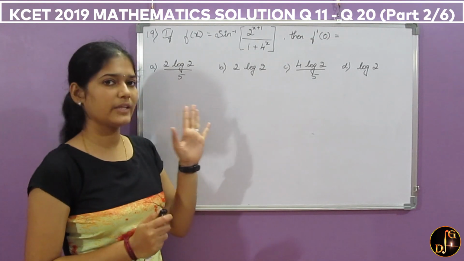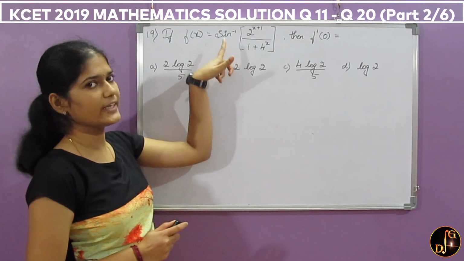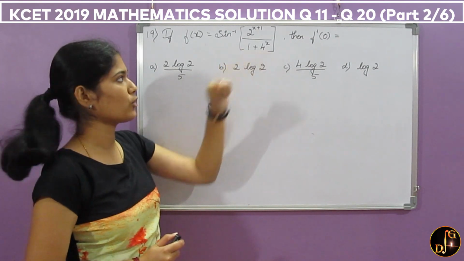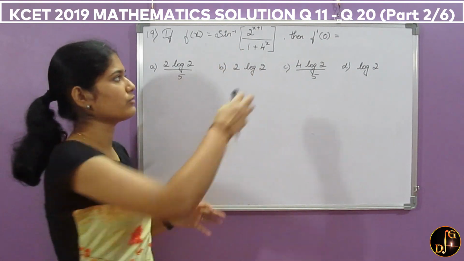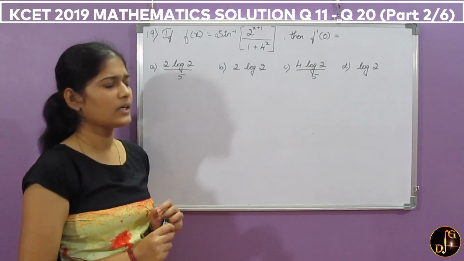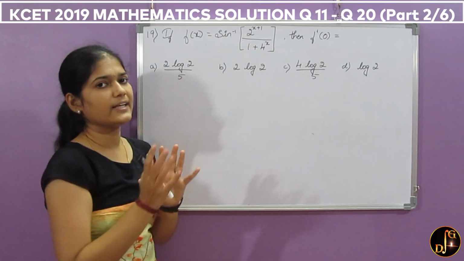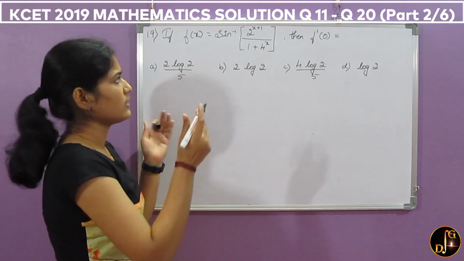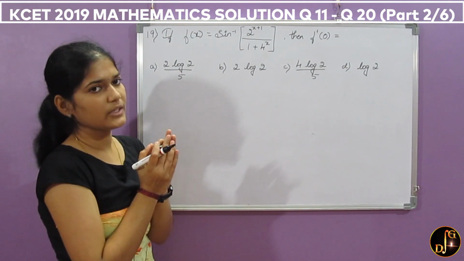In this problem, they have given f of x is equal to sine inverse of (2 power x plus 1) divided by (1 plus 4 power x). Then we have to find f dash of x. This function looks a little complicated, right? What will we do now? Observe, can we take a substitution for something?